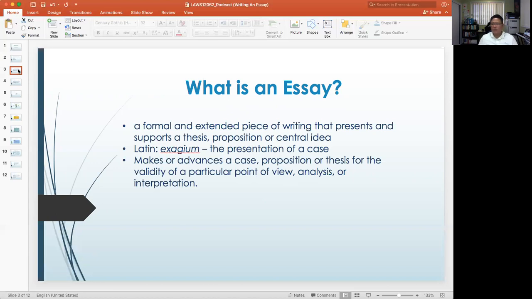And when you write about something, you're trying to advance an idea. So for example, let's talk about Facebook, because Facebook as a concept is something that everyone is familiar with. If you were to write an essay on Facebook, what exactly is your thesis? What is your proposition? What exactly is your central idea? In other words, what about Facebook are you trying to write about?